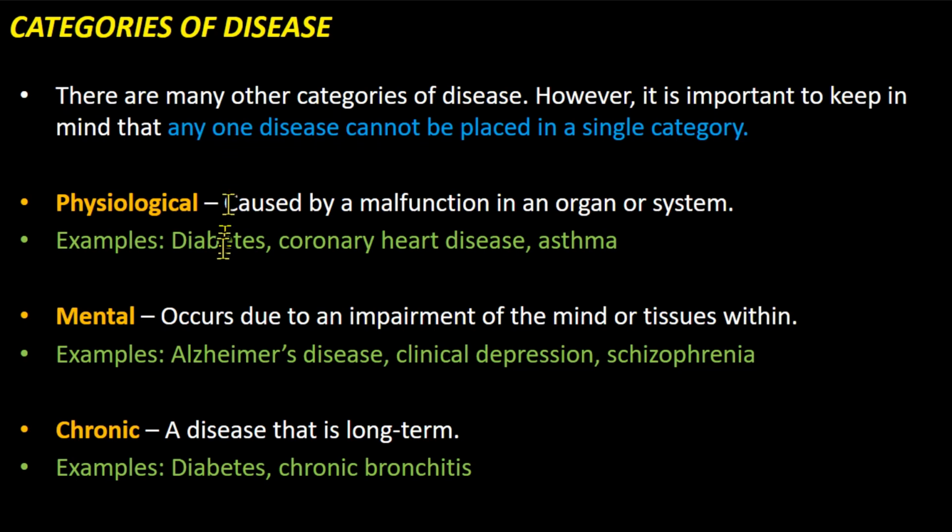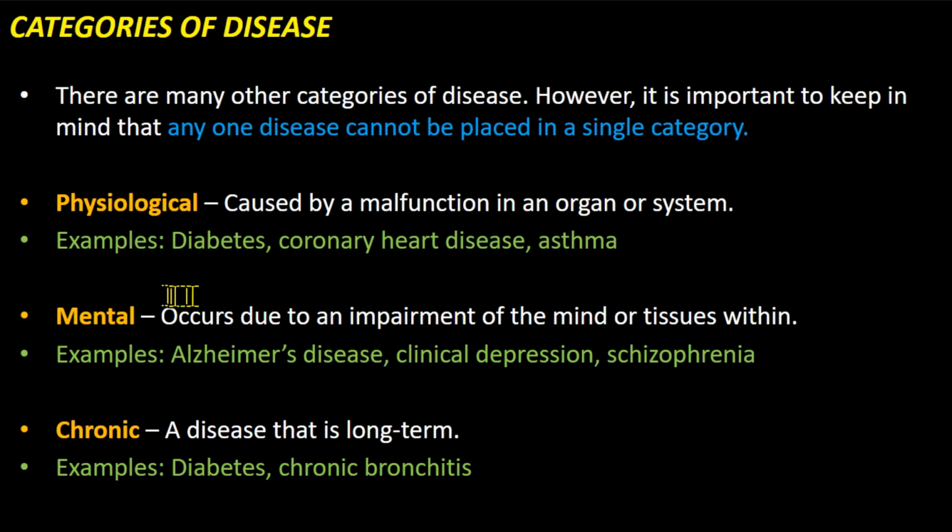So example would be diabetes. Diabetes is classed as a physiological disease because it is caused by a malfunction in an organ or system, but it's also classed as a chronic disease, which is a disease that is long-term. We have other diseases as well. So if you look at diabetes, this is caused by malfunction in the pancreas. And other examples would be coronary heart disease and asthma.